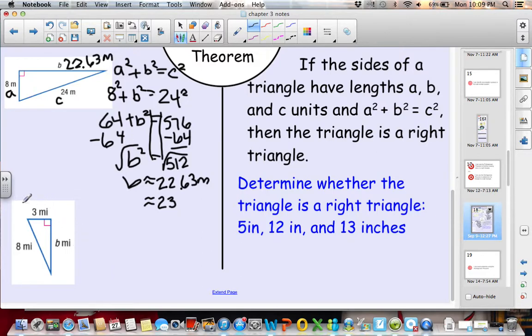Okay, pause me and do this one on your own. Note that you are given one leg and one hypotenuse. So do it very quickly on your own. Check back to see if you get it correct.